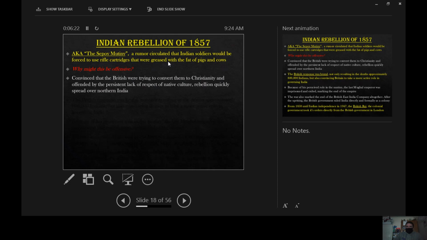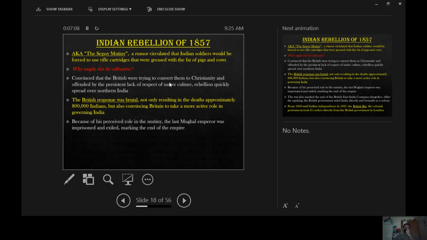Convinced that the British were trying to convert them to Christianity, which they probably were, and offended by the persistent lack of respect of native culture, rebellion quickly spread over northern India. The British response was brutal, not only resulting in the deaths of approximately 800,000 Indians, just let that sink in for a second, but also convincing Britain to take a more active role in governing India. Again, up to this point, they had been ruling there in certain territories through the British East India Company. Now they realized, with this uprising, that they needed to more directly control India, not just some of it, but all of it.